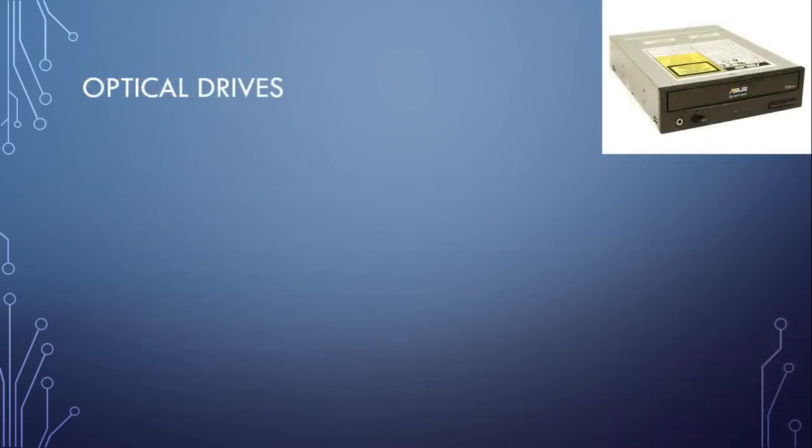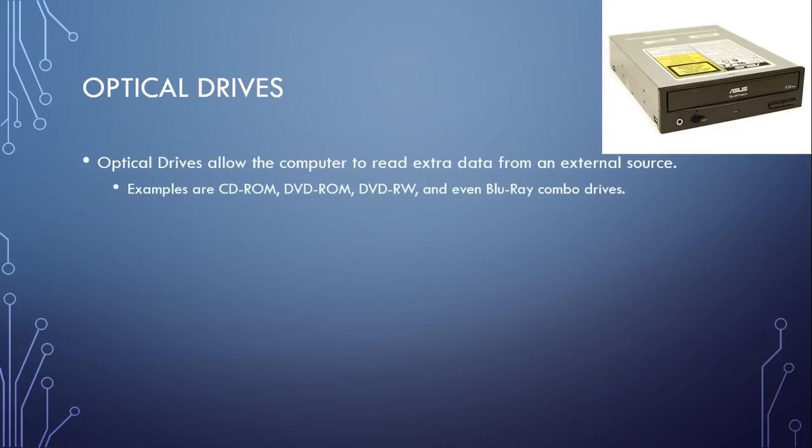We have next the optical drive. Optical drives are what allow the computer to read extra data from an external source. So things like a CD-ROM, DVD-ROM, DVD-RW, and even Blu-ray combo drives. These are all different types of drives. You might see CD ones that aren't really very common anymore. You typically will still see DVD drives, and occasionally Blu-ray combo ones. Those are the most common ones you'll see now.